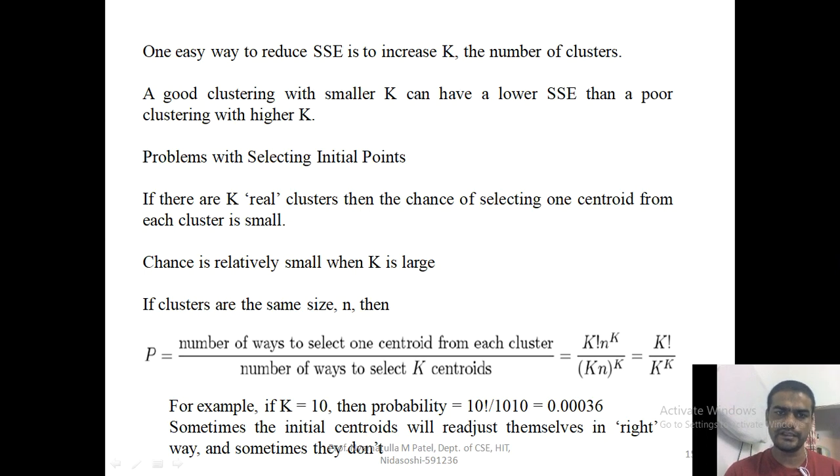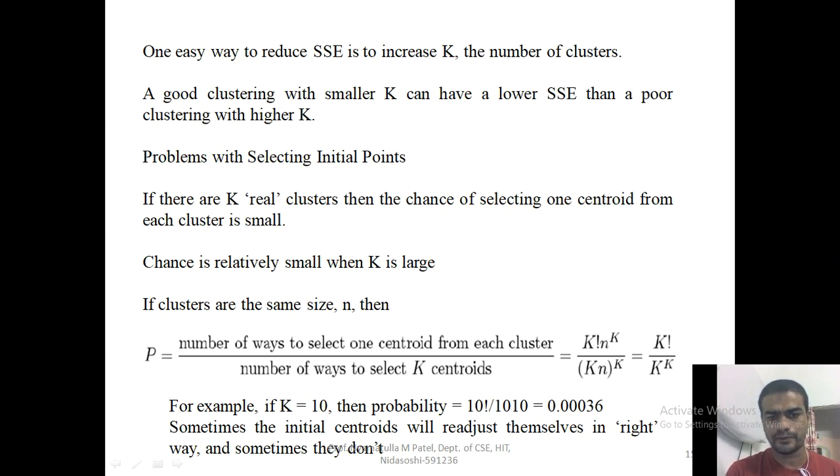Next, this also I have discussed in the previous class. This is just a repetition. If I want to reduce the sum squared error, I need to increase the value of k, that is the number of clusters. Okay, so what is this p? P is nothing but the probability.